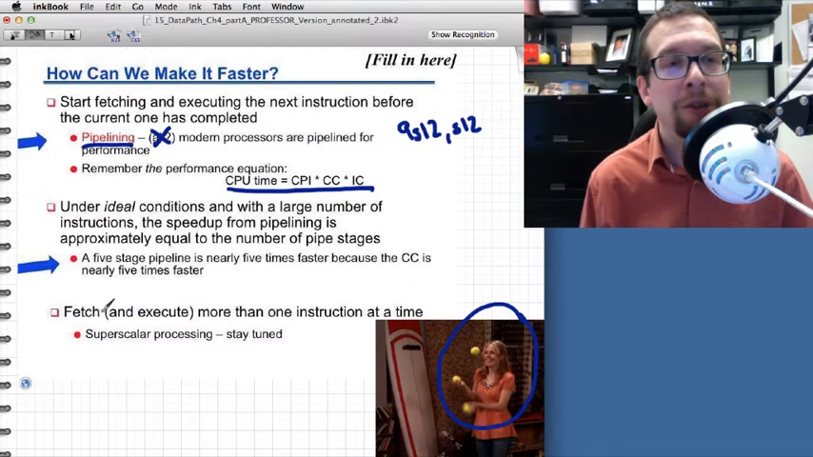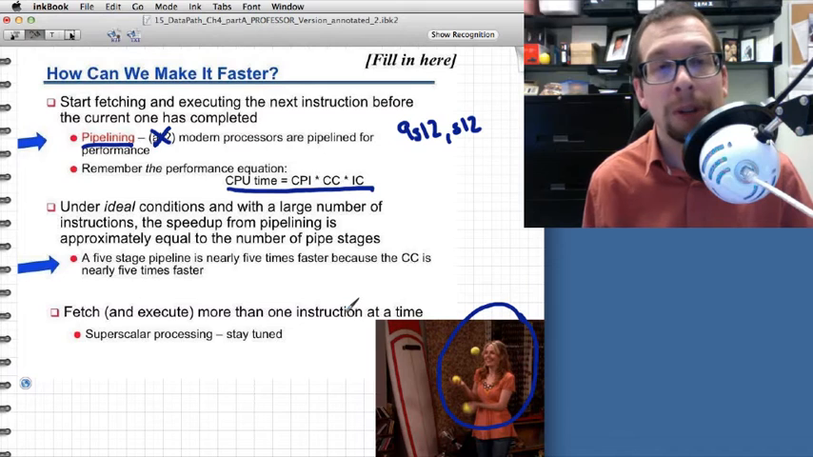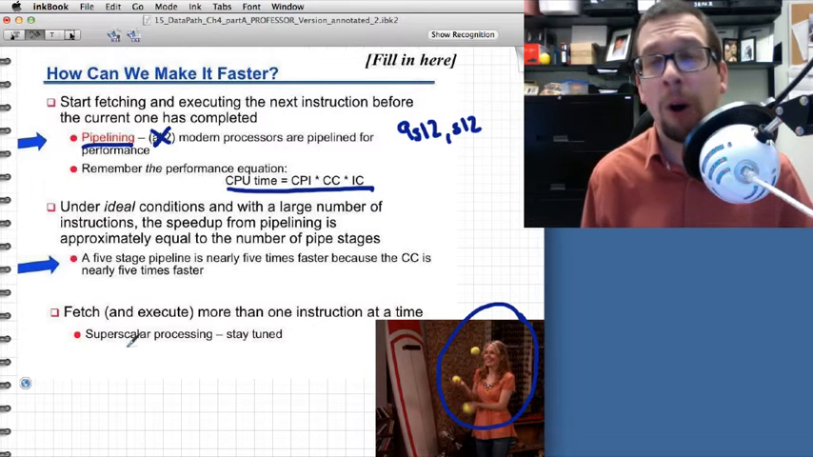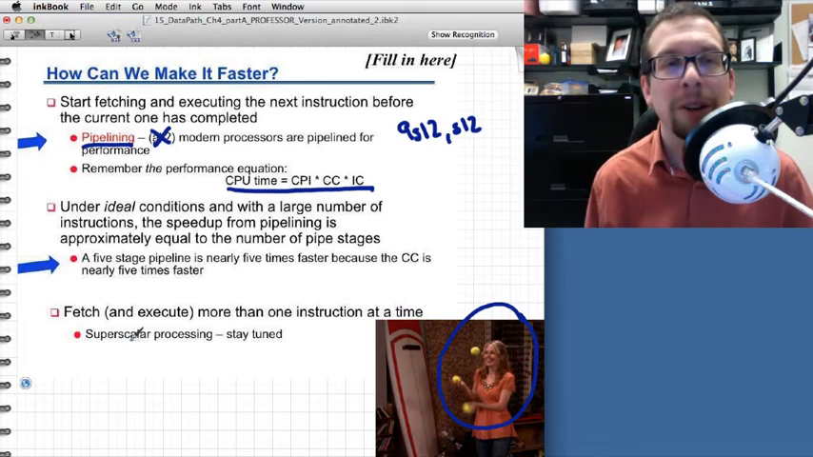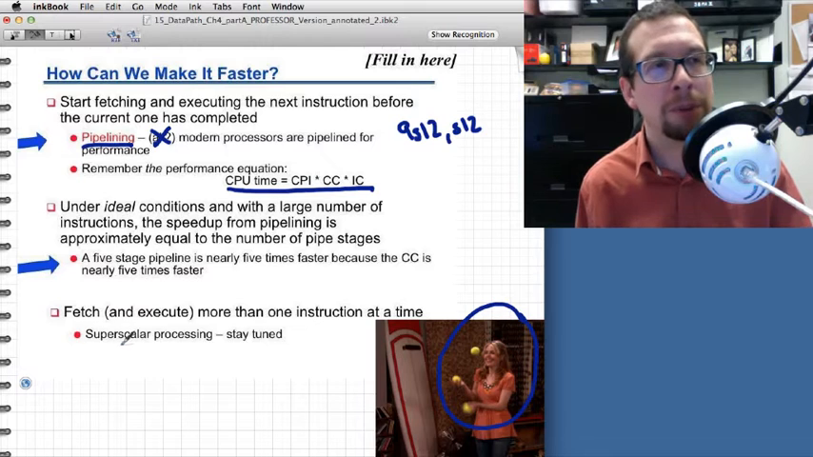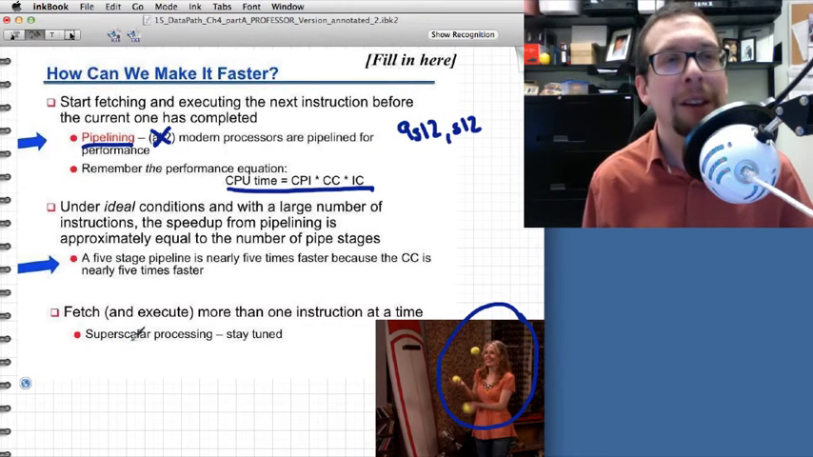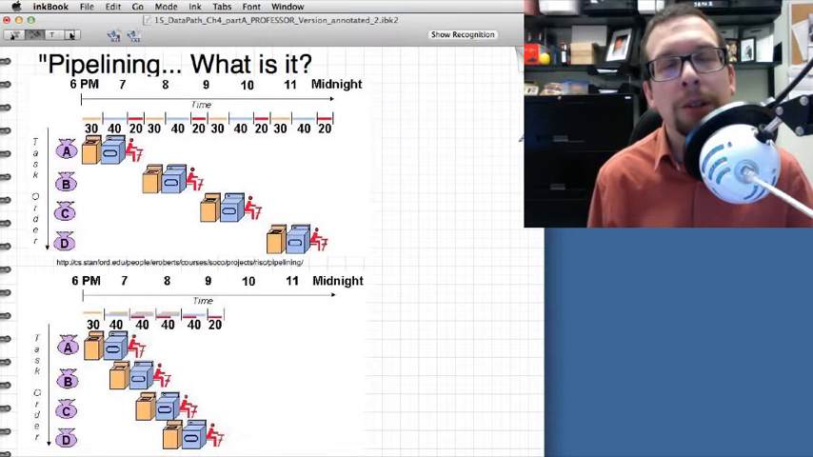Basically, at the end of the day, you are fetching and executing more than one instruction at a time, and this relates to something called superscalar processing, which includes having almost parallel processing going on inside of your processor by having multiple components that can take instructions and deal with them. So let's take a look at what pipelining is. Pipelining is similar to what would happen if you were doing laundry.